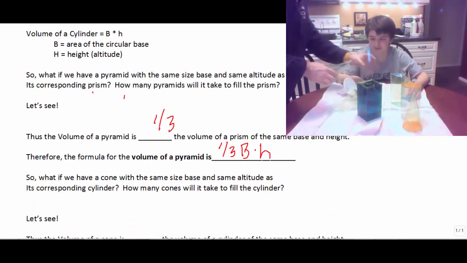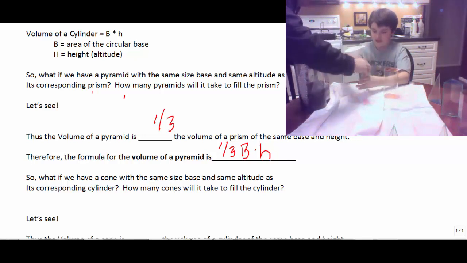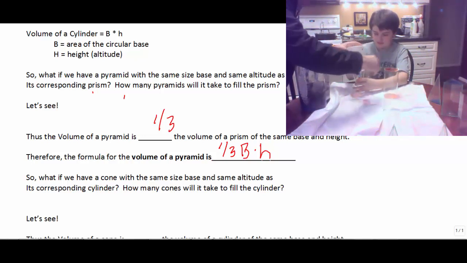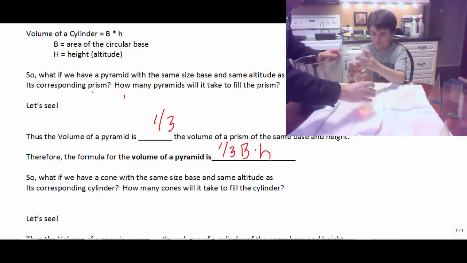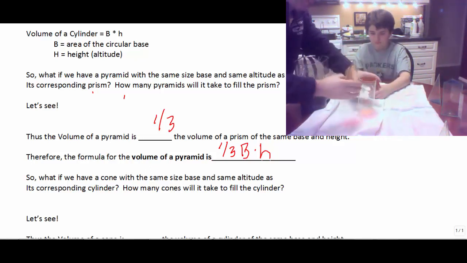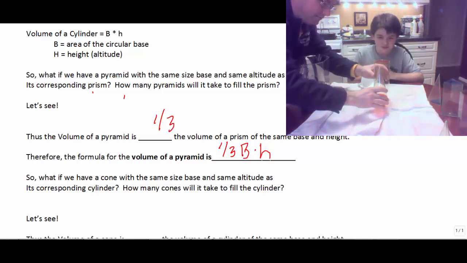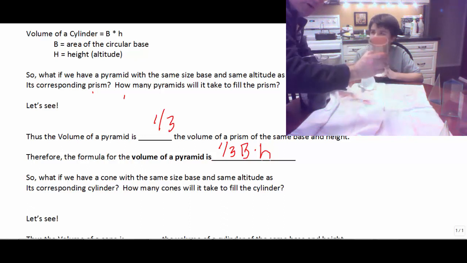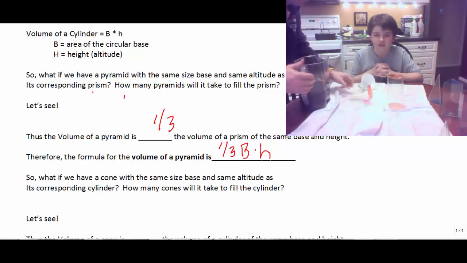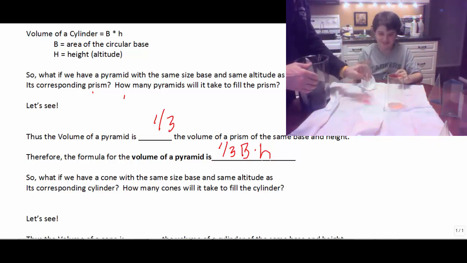So, let's try the same thing with a cone. So we have a cone and a cylinder of the same base. Okay, Ryan, we'll make sure we've got the same base and the same height. So our question is, Ryan, how many cones can we put into the cylinder? What's your guess? 3. You're guessing 3. Okay.